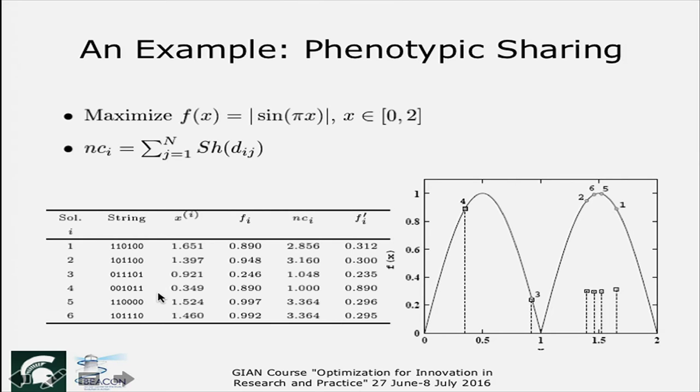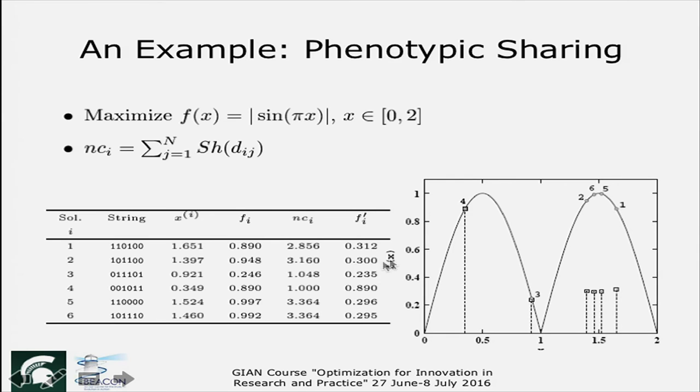This one, for example, 4, where is 4? Here. If you go around 0.5, there is nobody, even not this one. So it's not sharing with anybody. So its niche count is just 1. Is that clear? Okay. Now that I've done that, it's a maximization problem with positive fitness. I divide Fi by Nci. This by this I put here. This by this I put here. Right? This is the whole idea of niching.